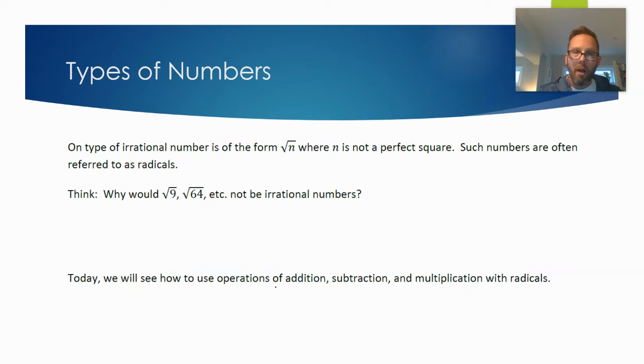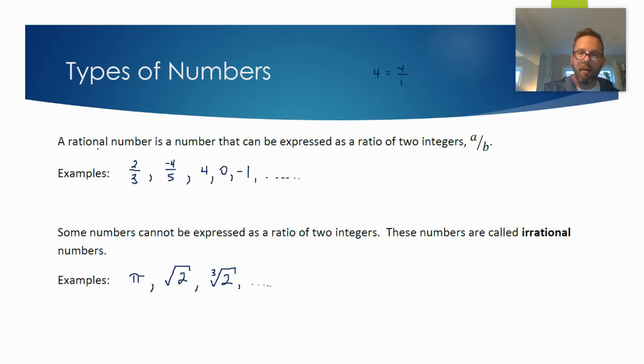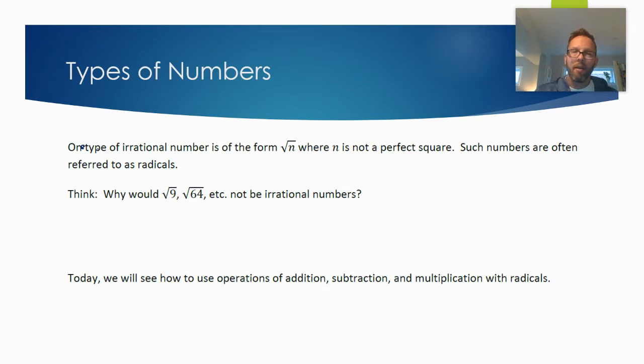Now, one type of irrational number is of the form root n, where n is not a perfect square. As you can see, I had pi as an example, but the other ones are like the root of 2, or the root of a number like 7, or cube roots. But a special type of irrational number is of the form root n, where n is not a perfect square. Such numbers are often referred to as radicals. So that's what a radical is. It's something like root 7 or root 11. We call that a radical.